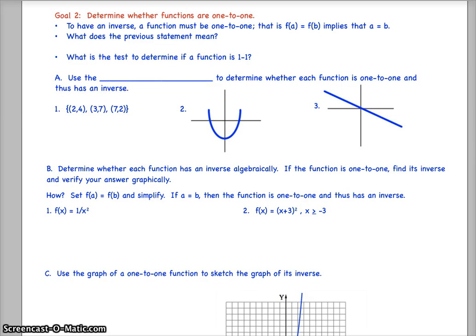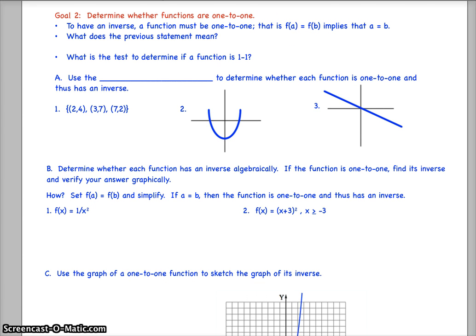Our second goal in section 1.6, inverse functions, is to determine whether functions are one-to-one. Okay, so what does that mean? To have an inverse, a function must be one-to-one. That is, f of a equals f of b implies that a equals b. Okay, what in the world does that mean?